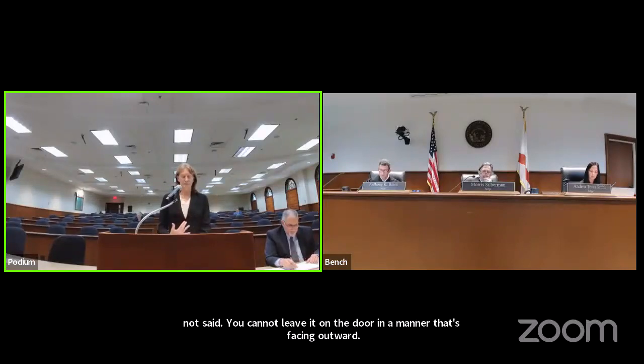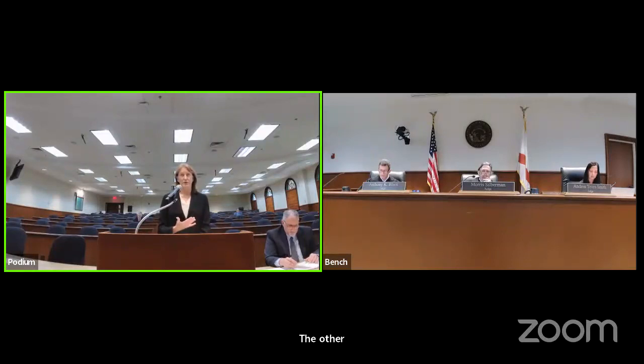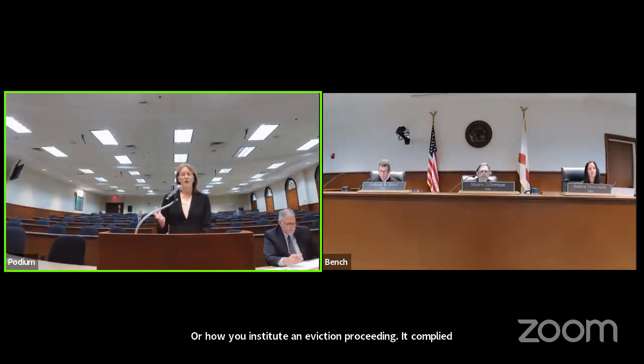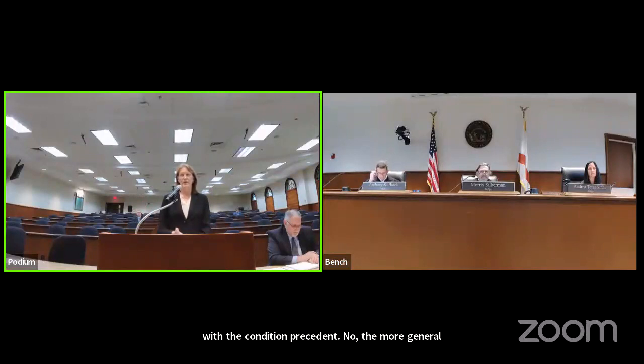The other reason that the motion to dismiss was granted is that the landlord complied with a specific statute for how you institute an eviction proceeding. It complied with the condition precedent. Now, the more general statute is 559.72 that says you can't disclose this type of information.